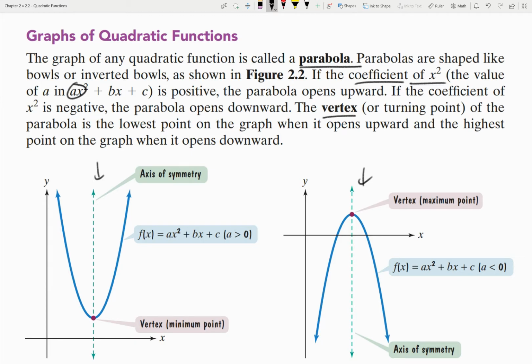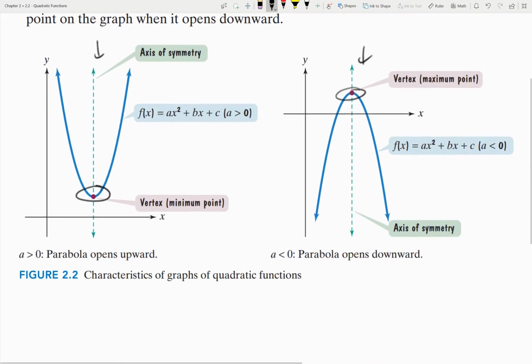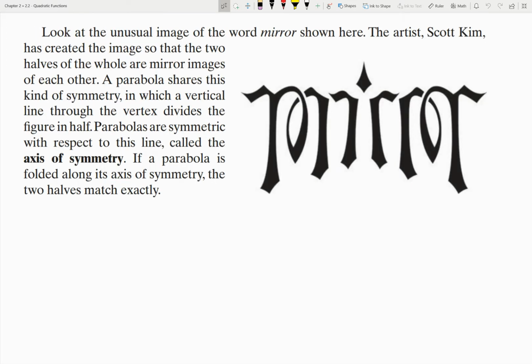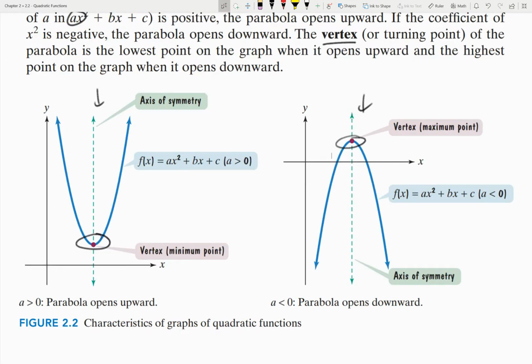We have this turning point in the middle called the vertex, and that is always going to be the lowest or the highest point on the graph, depending on which way the parabola opens. So my vertex when it's opening up is going to be a minimum, and the vertex when it opens down is going to be a maximum. Also, a fun thing about the vertex is it happens to be the middle of the function.